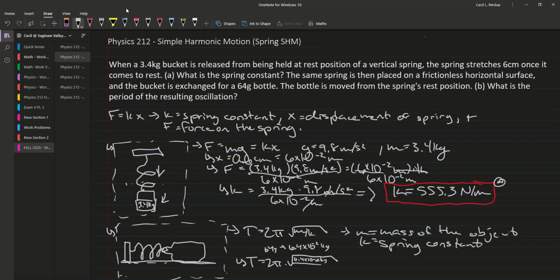If you calculate it out, we will get that T is equal to 0.0675 seconds for each oscillation. So basically, it takes 0.0675 seconds for the bottle to go from the extended position, or any position, to the compressed state, and then to return to its original state. That's how long it takes, that is the period.